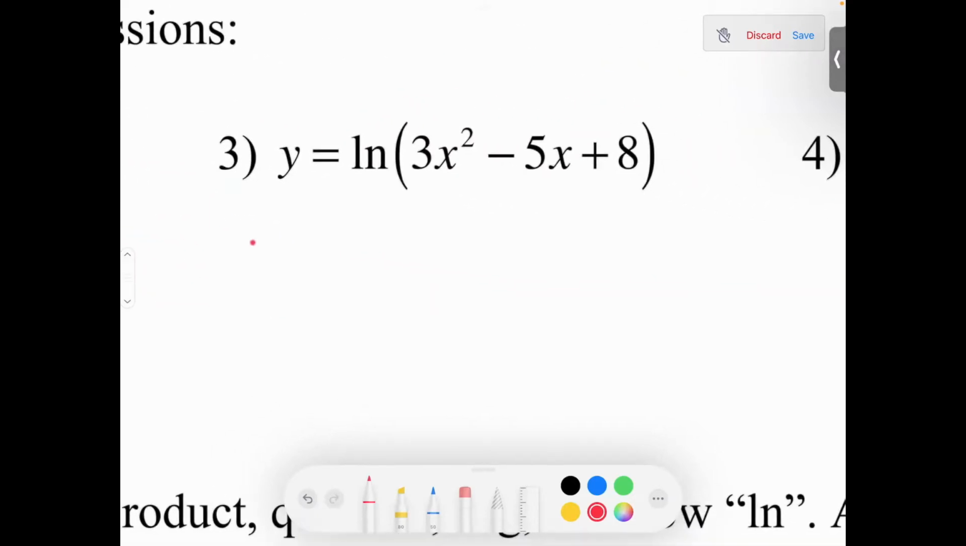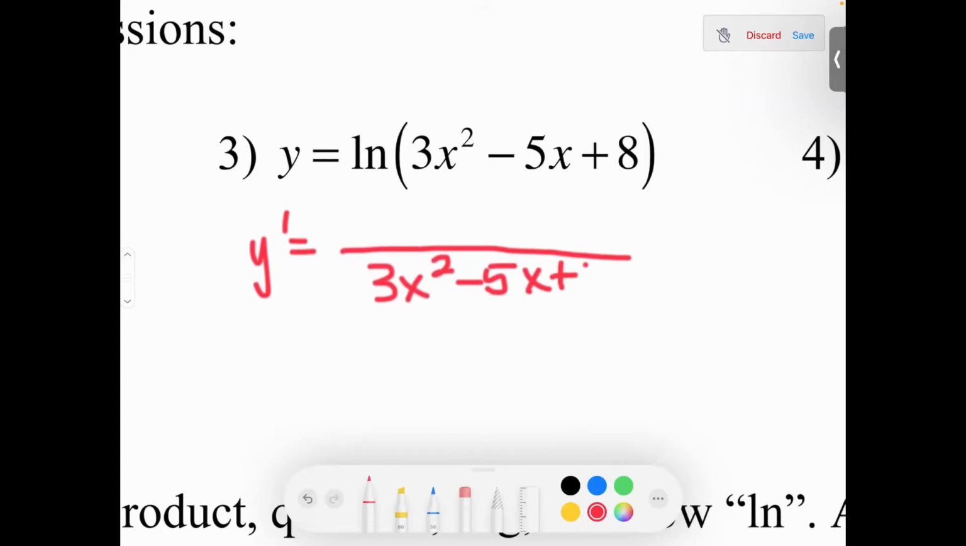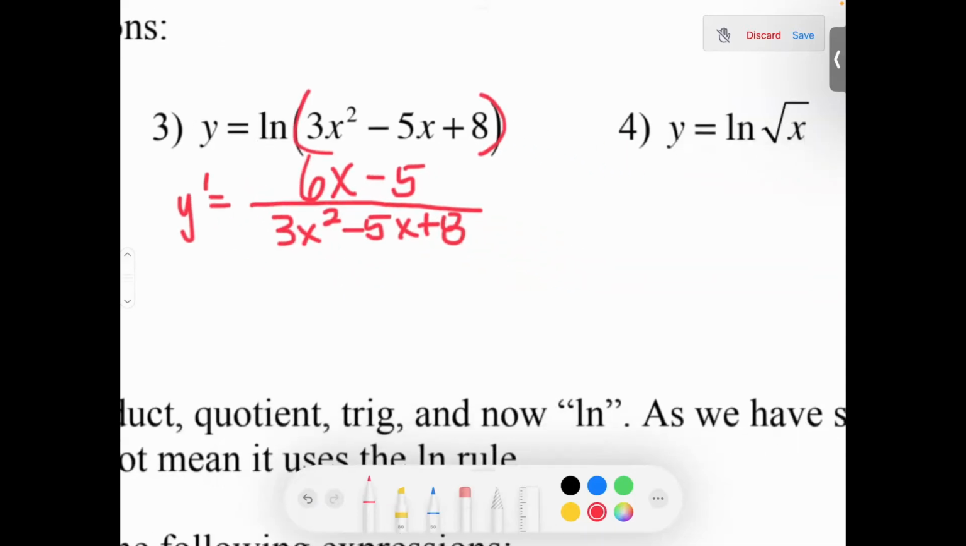Alrighty, number 3, y prime is going to be equal to 1 over something. That something is going to be 3x squared minus 5x plus 8. And then we're going to multiply that by the derivative of this inside piece, 3x squared minus 5x plus 8. The derivative of that would be 6x minus 5. And we roll on to number 4.